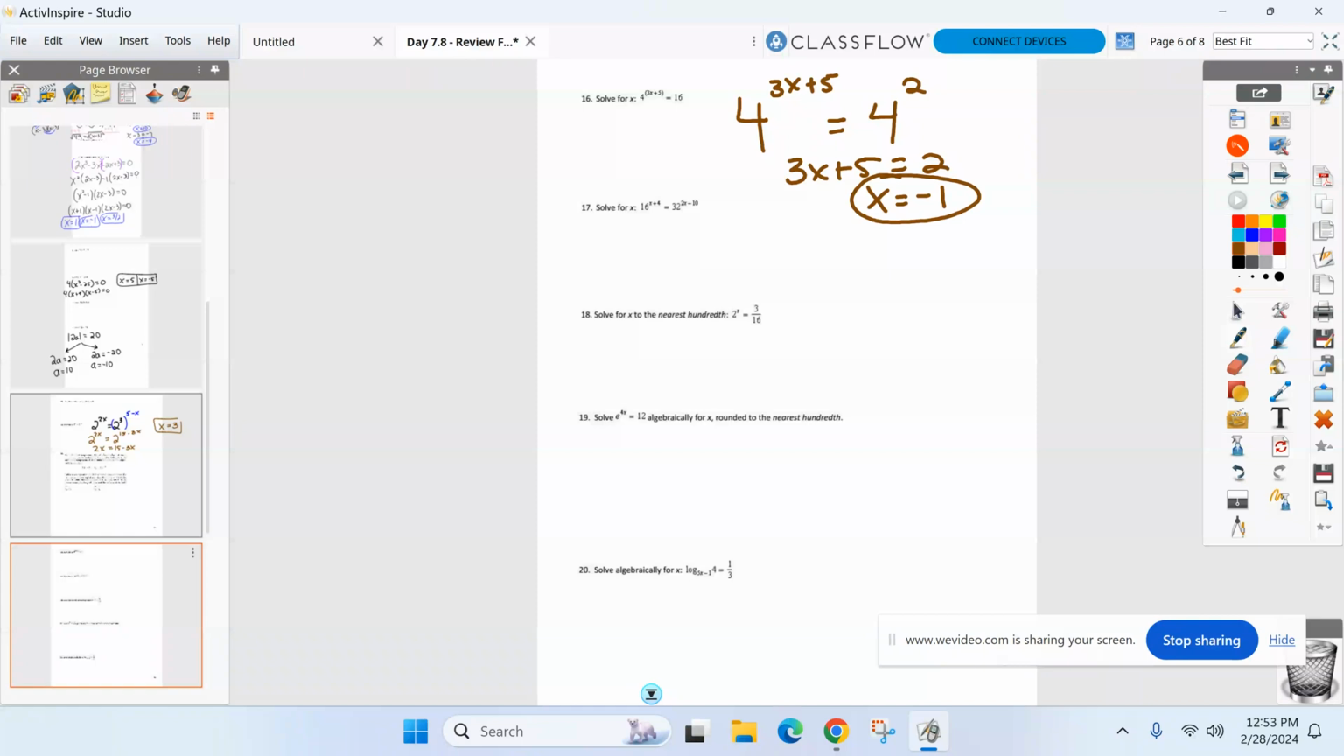Anybody? So you do what you're comfortable with, right? Do what you're comfortable. If you're comfortable doing logs, do logs, guys. You want to change it to a base of 2 instead of 4? Go ahead. Change them both.